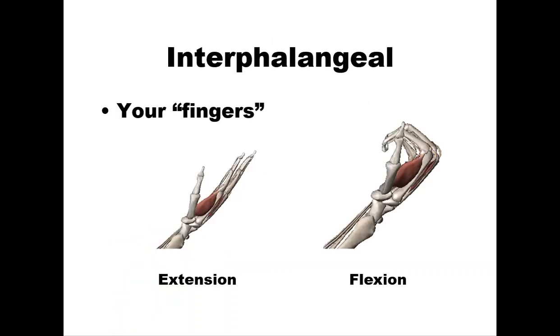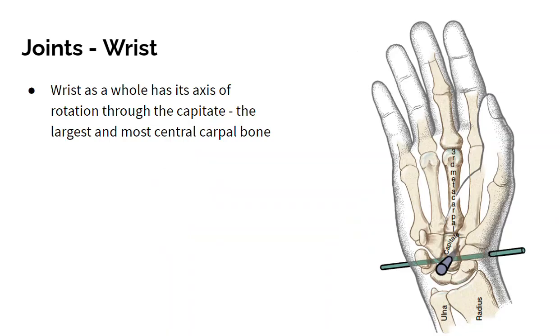Then we have interphalangeal joints, so between the phalanges, or the movement of your fingers, which can basically extend and flex. And that is in the sagittal plane about the medial lateral axis. So these slides have a different view of the wrist and hand joints. One thing to note is that the axis of rotation is through the capitate, right? So that's for the AP axis, and then you can see here your medial lateral axis.